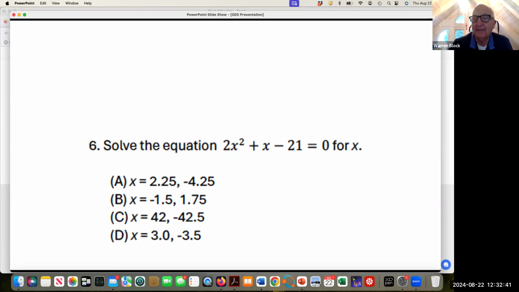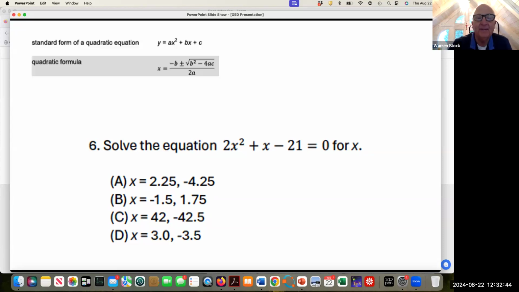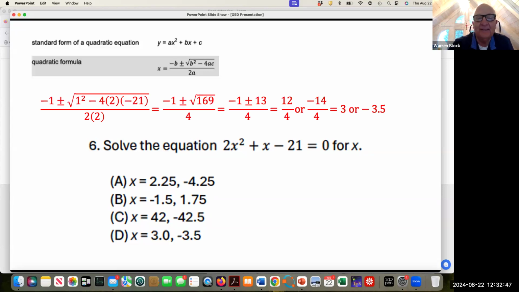But alternately, can you press the notes? There's the formula you have to use, and there's all the work you have to do. And in 3 minutes, it's very hard to evaluate that complex quadratic equation for a GED student, I would think. Just getting 169 is tough. But if they factor, it's x minus 3 and 2x plus 7. So that's where the negative 3.5 comes in.